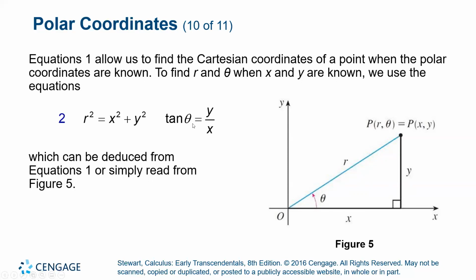Why are we using tangent? Because we're assuming we only know x and y. So since we don't know r yet, we aren't going to use it to find theta. And if we know the tangent of theta is y over x, then of course we can use an inverse function to find theta itself.